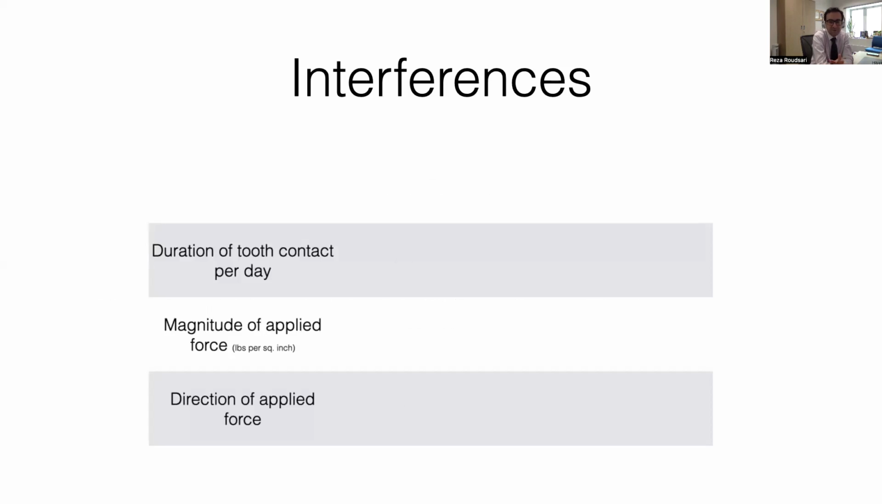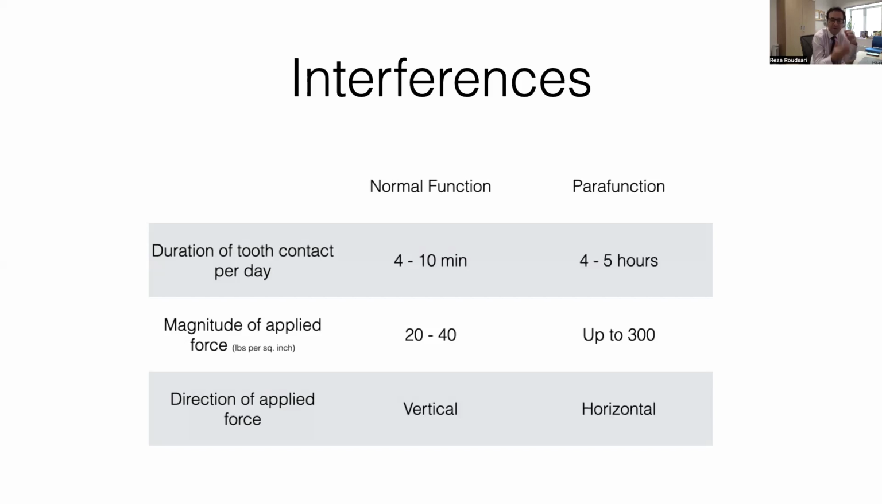So when it comes to tooth-to-tooth contact, if you look at normal function, in a day a normal person would have tooth-to-tooth contact of about 4 to 10 minutes per day, which is going to put around 20 to 40 pounds per square inch of force on your teeth. And the majority of the direction of the force is vertical. Whilst when you're looking at parafunction, you're looking at 4 to 5 hours of tooth-to-tooth contact, which can put in excess of around 300 pounds of force per square inch on your teeth. And oftentimes the forces are horizontal rather than vertical.